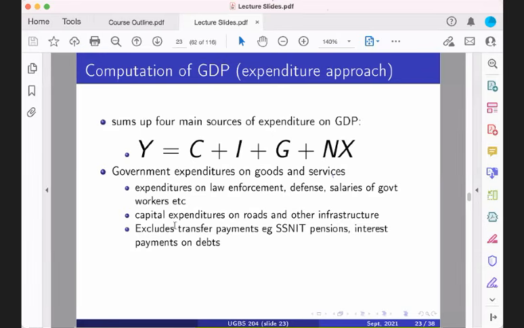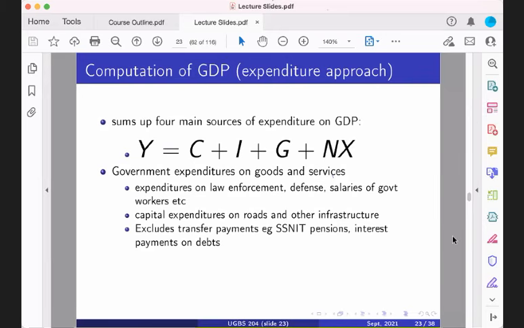And then capital expenditure on roads and other infrastructure is also all part of government expenditure. And then transfer payments, including SNAP, pensions, and interest payments on debts, are all added up to G. Okay, so we have C, consumption expenditure, I, private investment, and G, government expenditure.